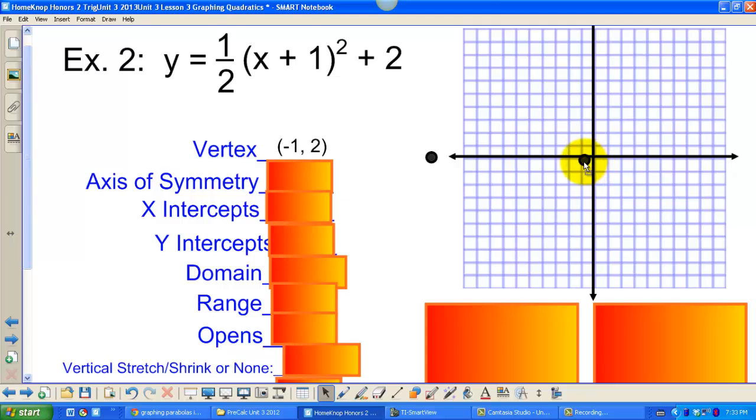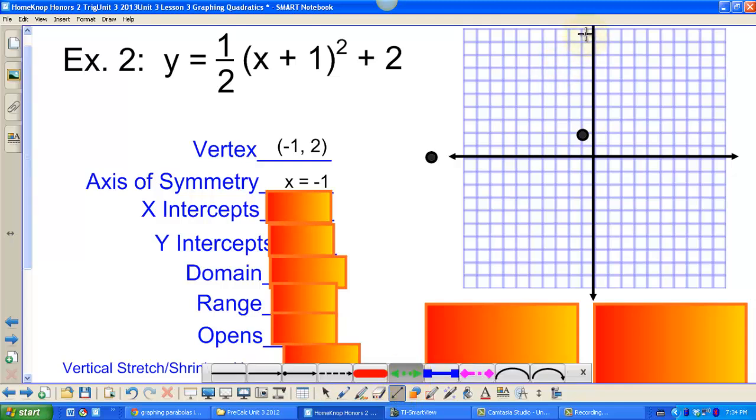So if I plot that, I go to x is equal to -1, 2. If I know that the vertex is -1, 2, then I know my axis of symmetry is x equals -1. So for those of you that need to visually see it, let me put that in my graph here. What else do I know?